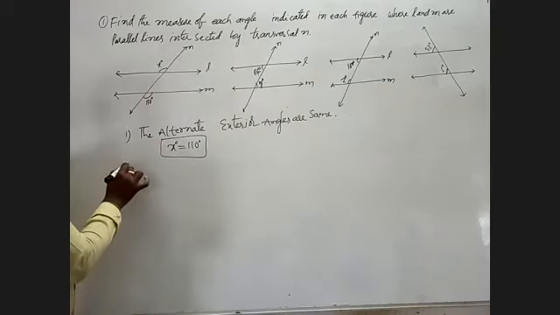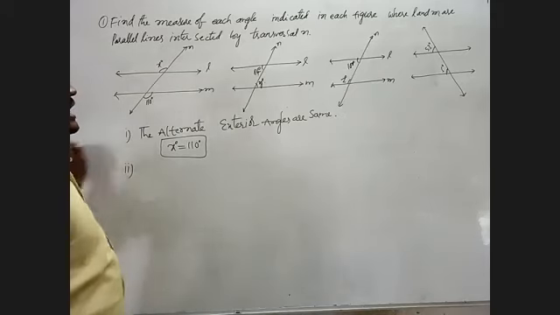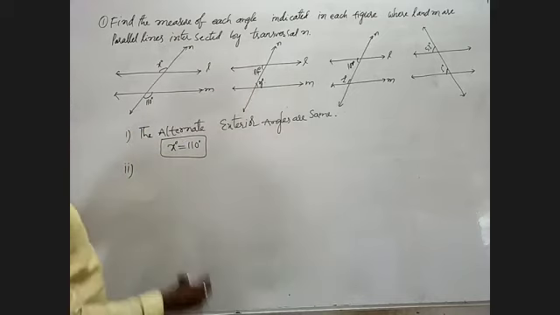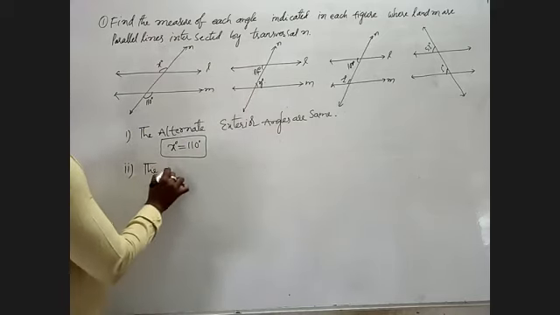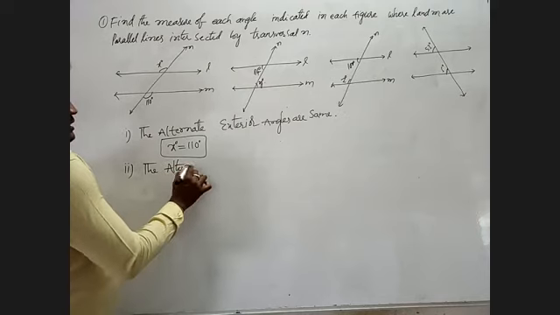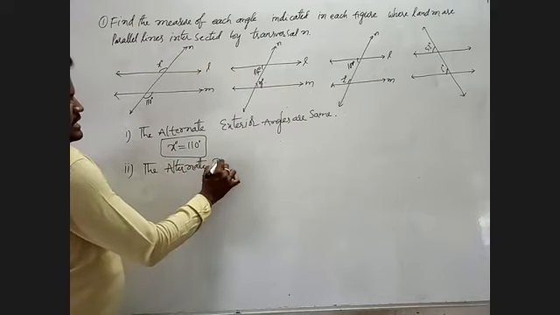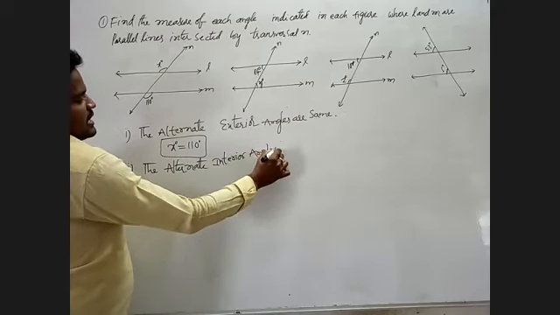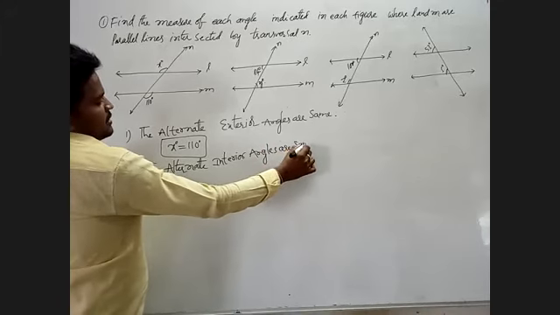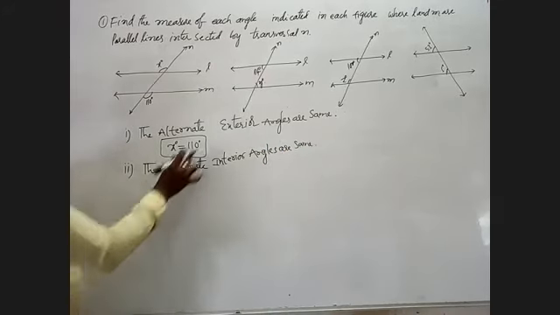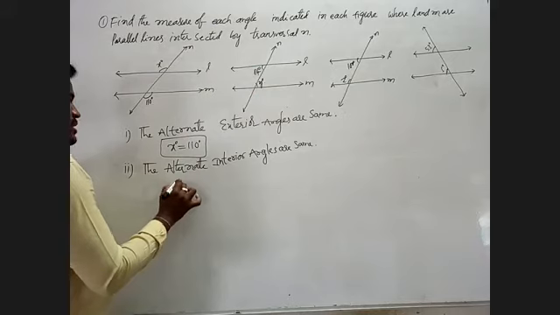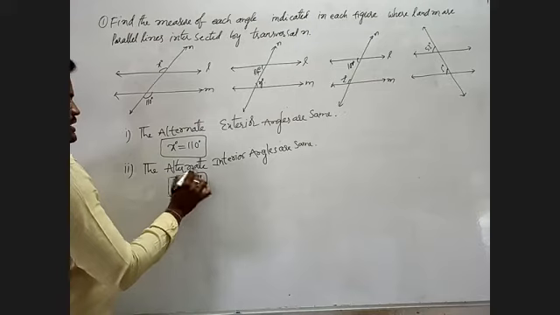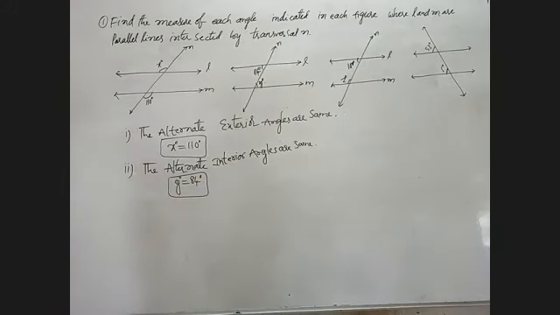Now, I will discuss the second one. This is an interior angle, and this is also an interior angle. The alternate interior angles are the same, that is, I will write y degrees is equal to 84 degrees. Okay.